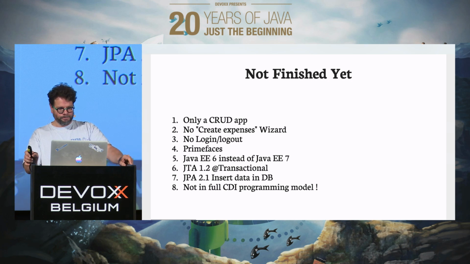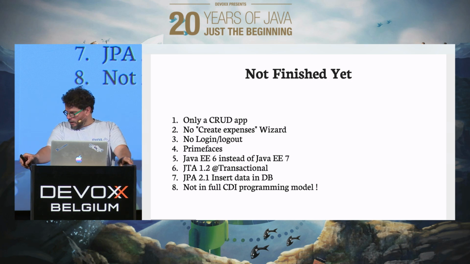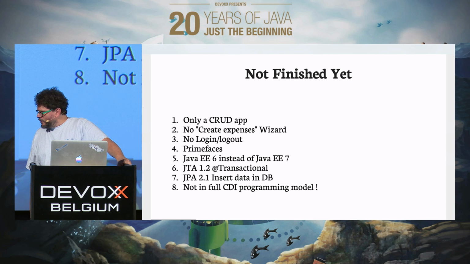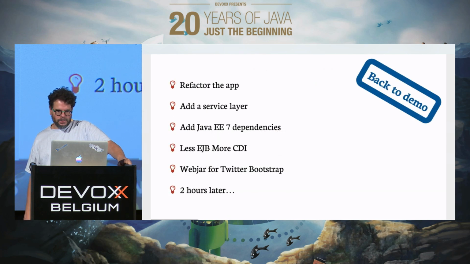deployment of the application. And we didn't go deeply into the generated code, but right now it's not a full CDI programming model application. So we have a flat architecture, like Antonio says, and we would probably like to have something more like a three-layer architecture. So let's try to fix that and go for a refactoring of the application.